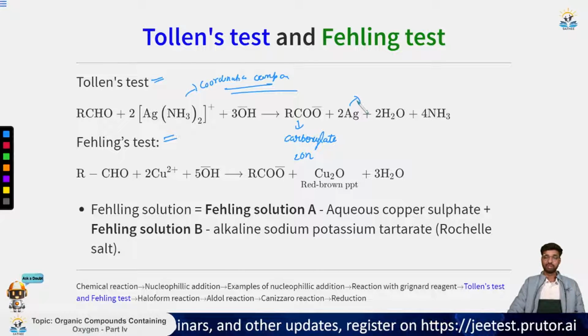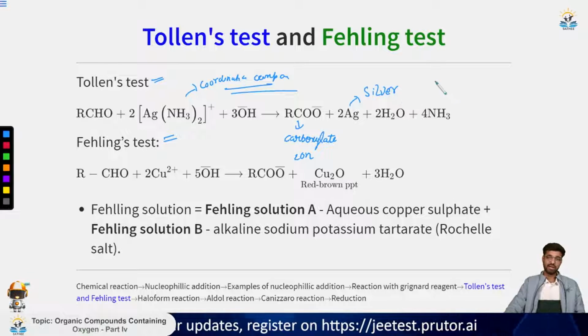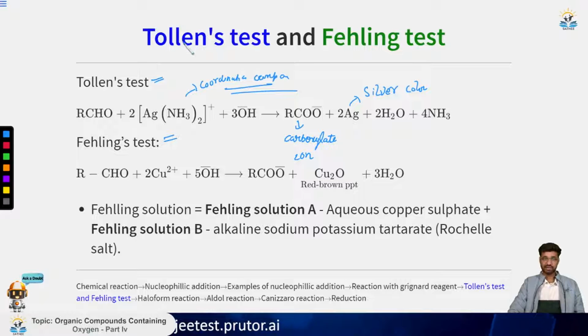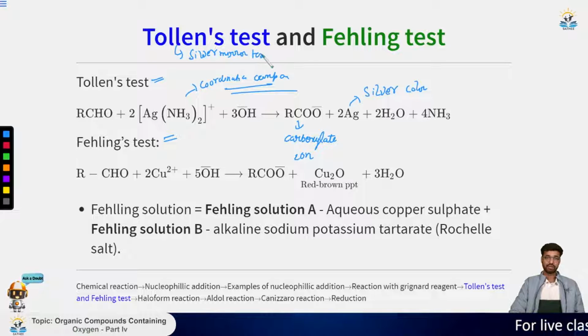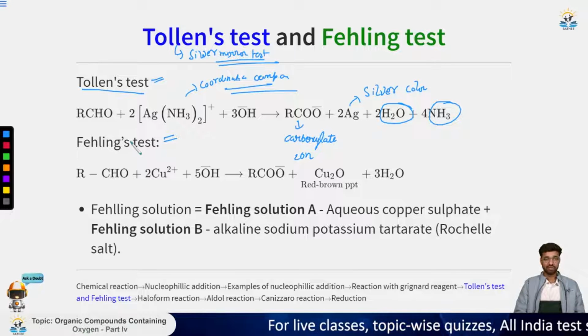Now upon completion of this reaction, or you can say detection of the presence of an aldehyde, we will see a silver color, a silver mirror. It is also called the silver mirror test. Plus we have 2 moles of water and 4 moles of ammonia. This test is very important, so it is often asked in the exam whether this compound or that compound will give Tollens' or not.